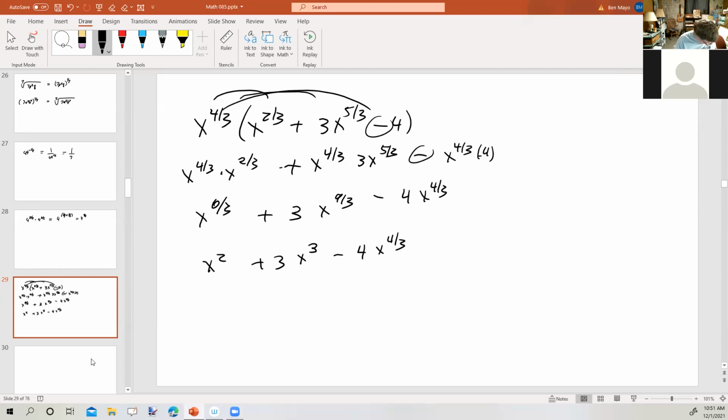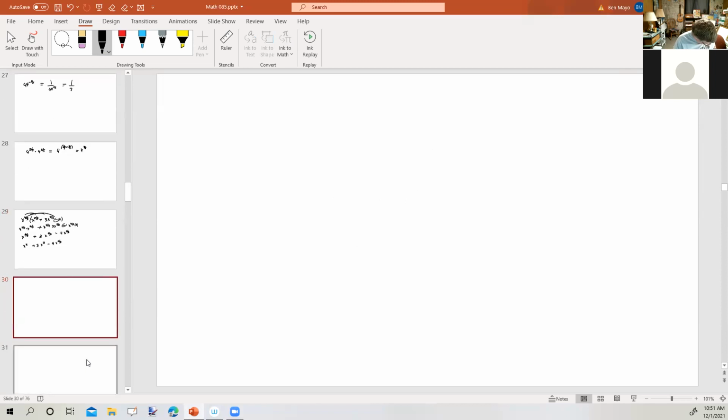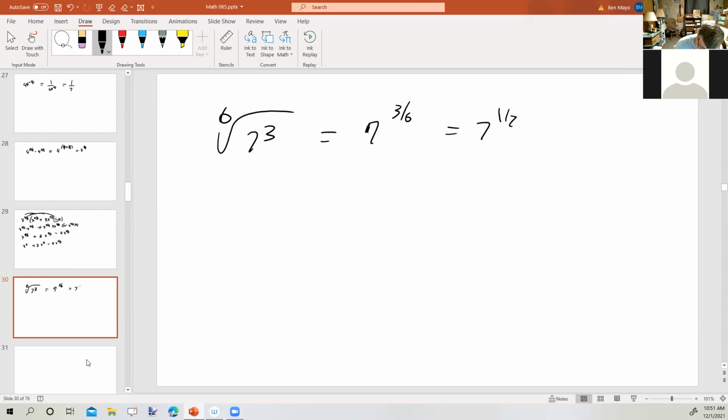And let's see here. This says use rational exponents to simplify each radical. So we're going to take this radical and rewrite it using rational exponents. And then this would be 7 to the 1/2 power, which would be the square root of 7. So basically, we're reducing down the exponent and the index. Okay, I'm going to move on from that.